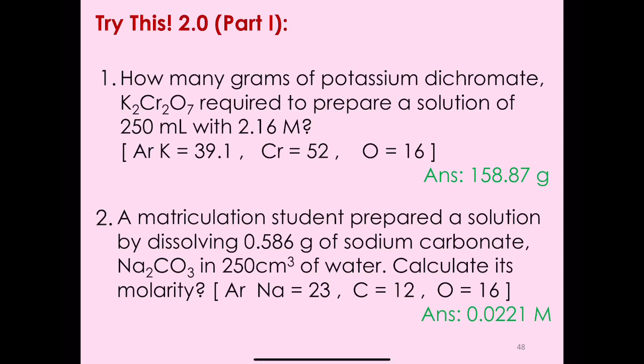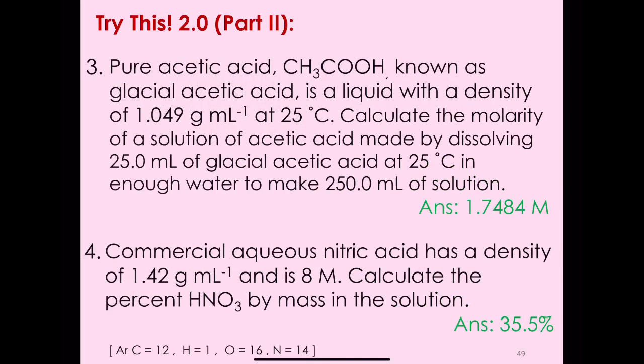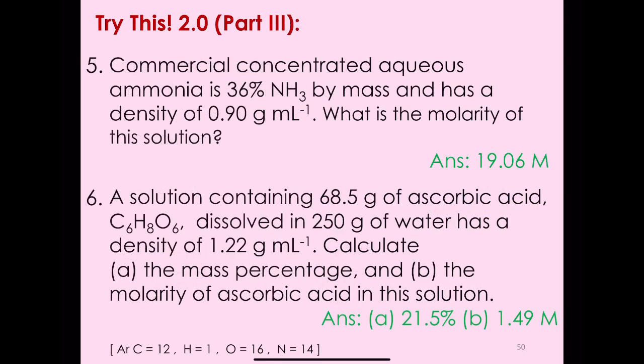Alright, so now it's your turn to try on your own. So for Try This 2.0 ada 3 bahagian, part 1, part 2 and part 3. So please answer everything. But then for question 3 and 4 is quite hard. Nanti Miss akan bagi hint macam mana nak buat soalan ni. So daripada hint soalan 3 dan 4 ni, sepatutnya kamu akan possible untuk buat juga soalan 5 and 6. Okay, so let's have a look at hints yang Miss akan bagi untuk soalan 3 dengan 4.